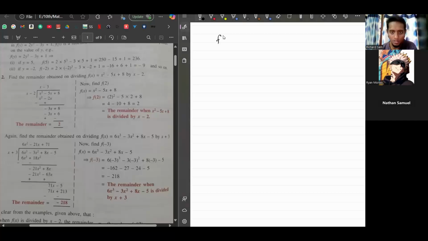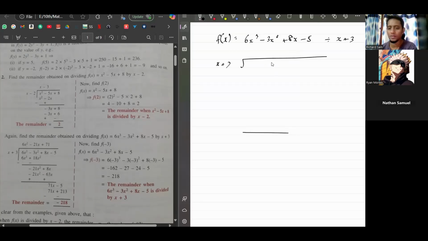Now, suppose we represent this polynomial as f of x: 6x cubed minus 3x squared plus 8x minus 5. If you're dividing this polynomial with some expression like x plus 3, normally we would do how? We'll write this whole f of x over here and x plus 3 over here, and then divide it. And what we get is a quotient and a remainder, right? So this remainder theorem tells you an easier way to get the remainder.